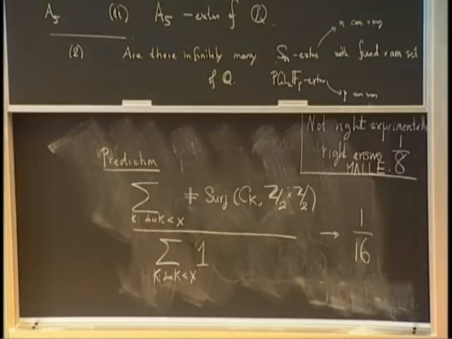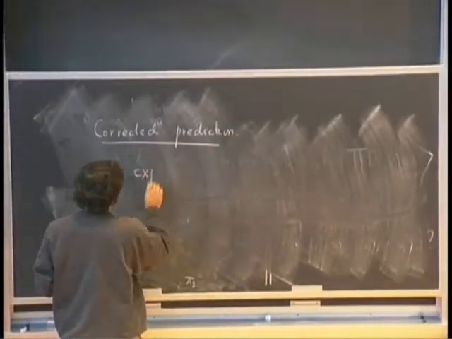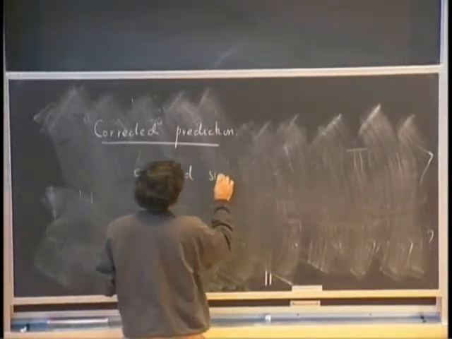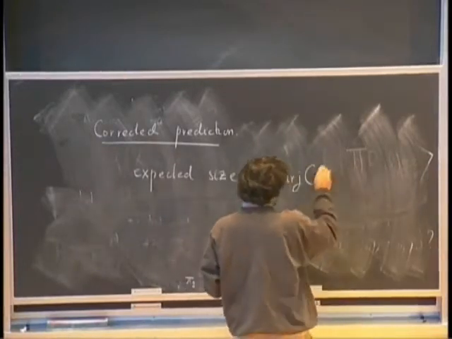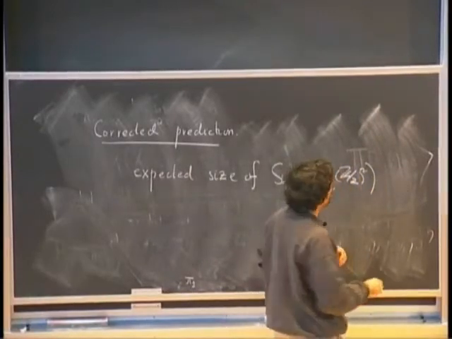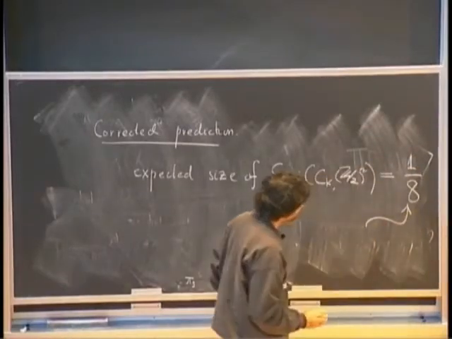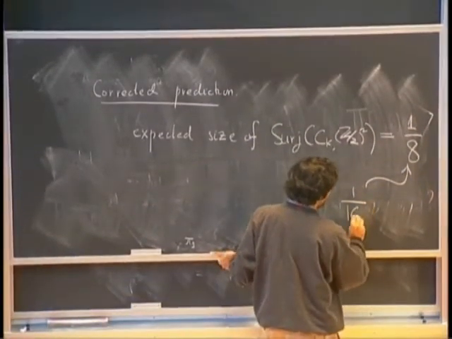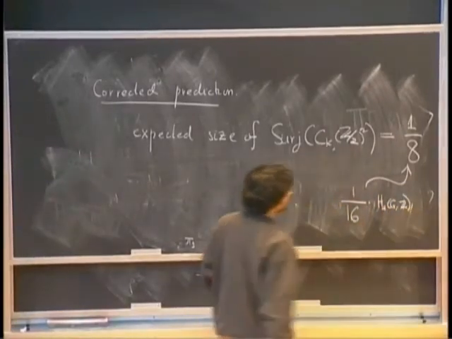All right, so the corrected prediction is that the expected size of the number of surjections from the class group to Z mod 2 squared is 1/8. And as I said, from our point of view, this 1/8 is the 1/16th, corrected by the size of this Schur multiplier.